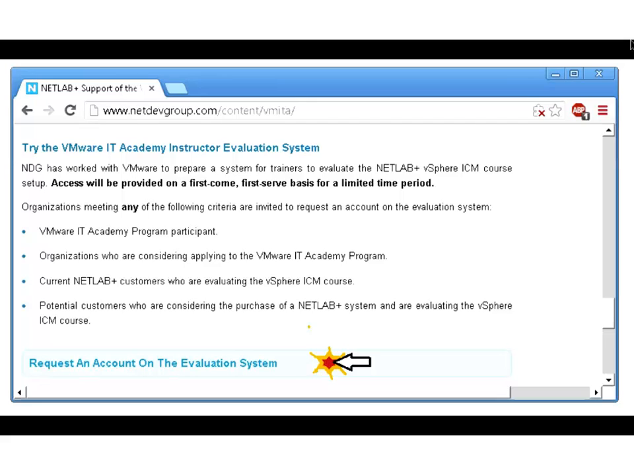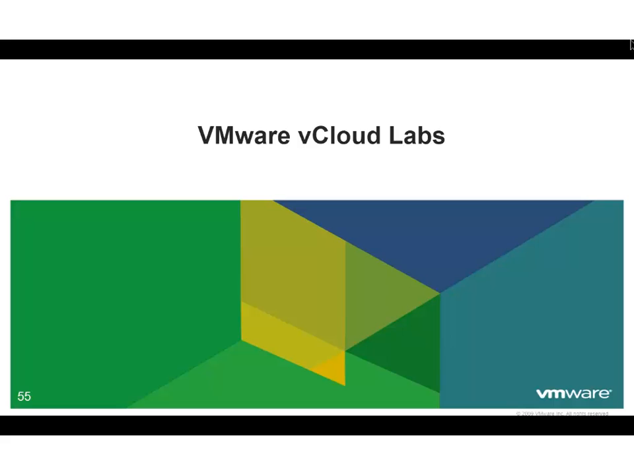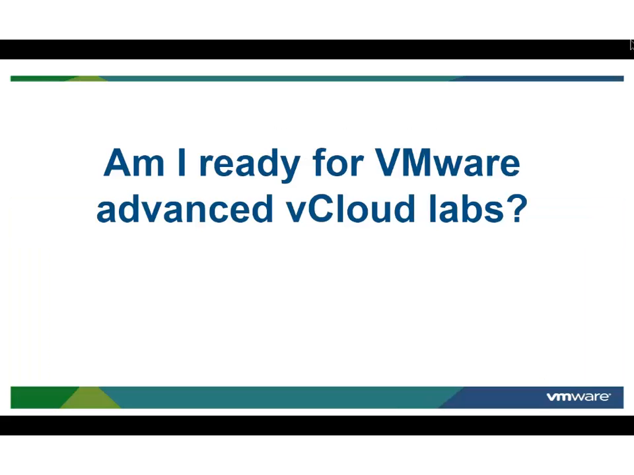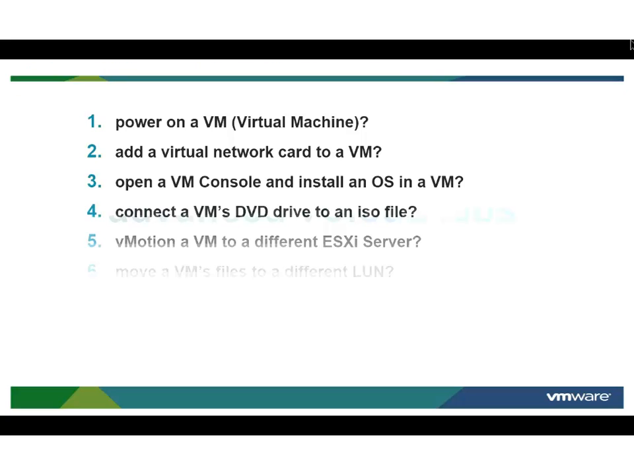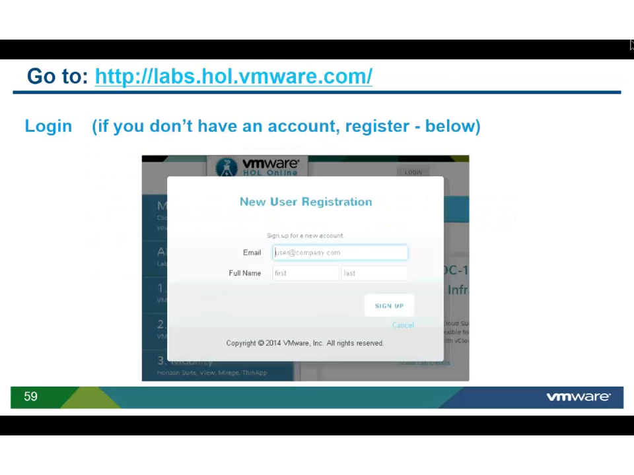Now another option, particularly if you're familiar with vSphere and you want to do more advanced labs, is that VMware offers some free hands-on labs. They're labs that we use particularly at our VMworld conference. If you're going to do these more advanced vCloud labs, you say, well, how do I know if I should do them? Well, if you're familiar with vSphere enough to do these kinds of things, then you can do the more advanced labs. But there are also basic labs on the VMware hands-on lab site. So how do you get to those? Well, you go to labs.holvmware.com, or you can find it just by doing a search for hands-on labs.